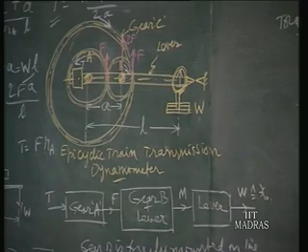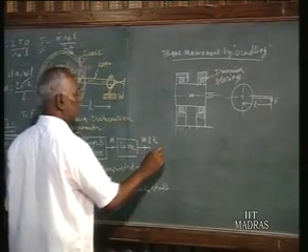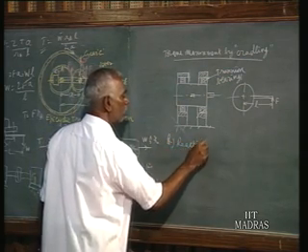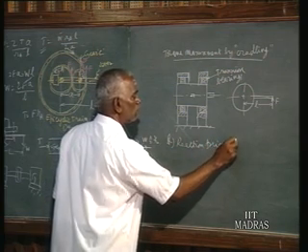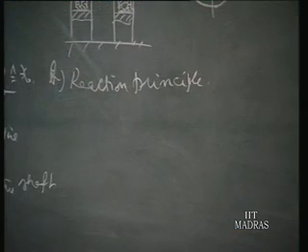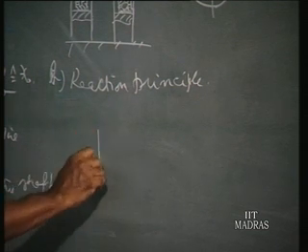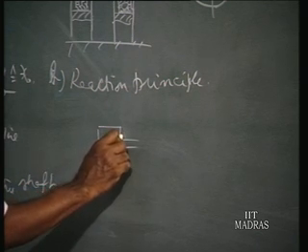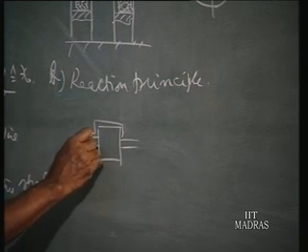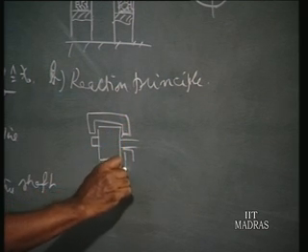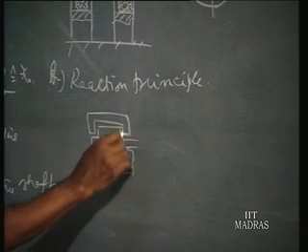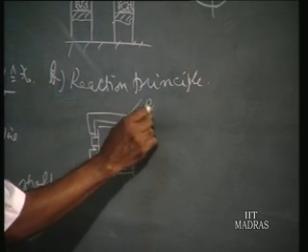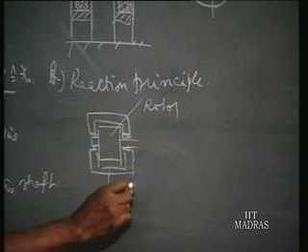Second method is reaction principle. That is when the torque is developed. For example, we have got say a rotor, and that is mounted in a stator. So, this is rotor. So, this is stator assembly. We have the bearing here. So, rotor, and this is the stator of an electric motor.